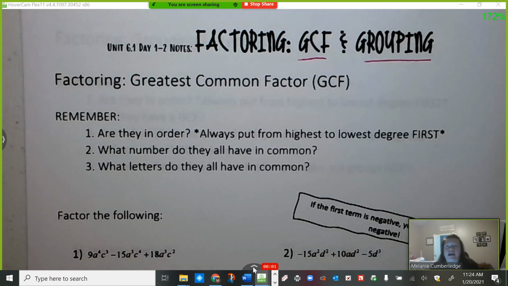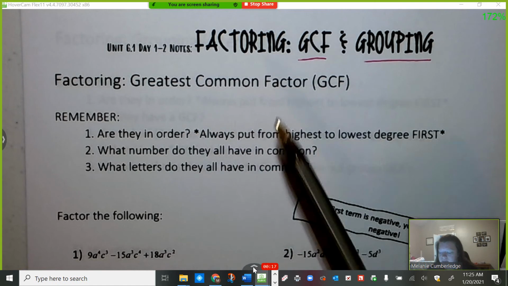Okay, so we're factoring in GCFs and grouping. Nothing today is new. You did grouping in Algebra 2. We've done GCFs since at least junior high. I don't know what elementary does. Okay, so GCF is just your greatest common factor.